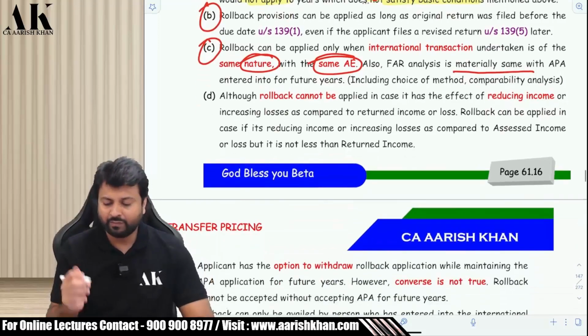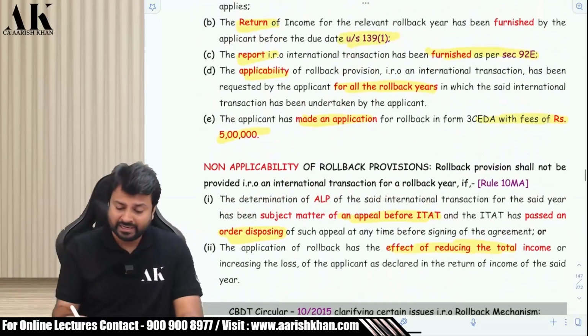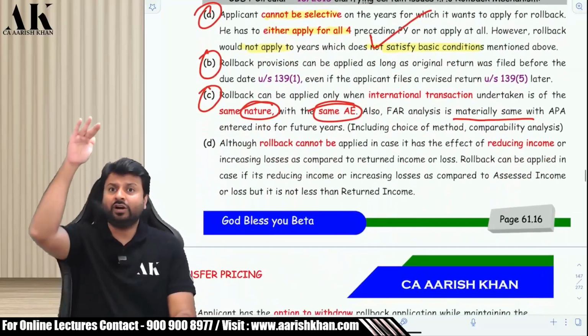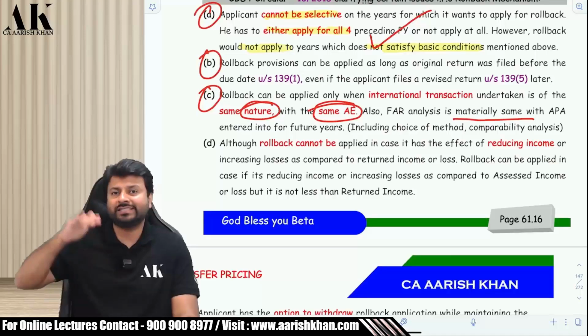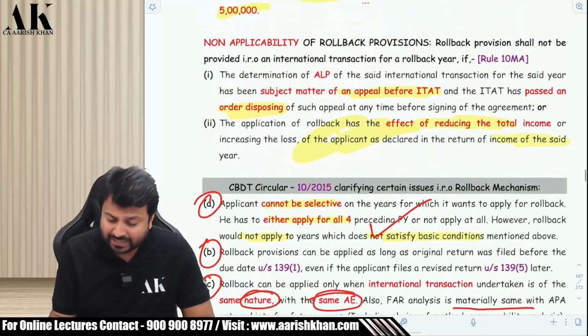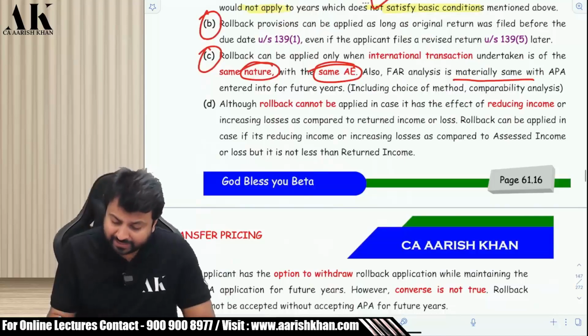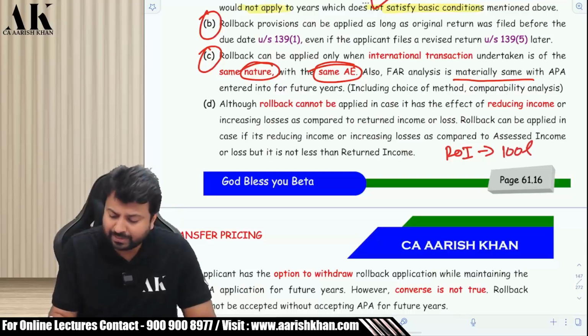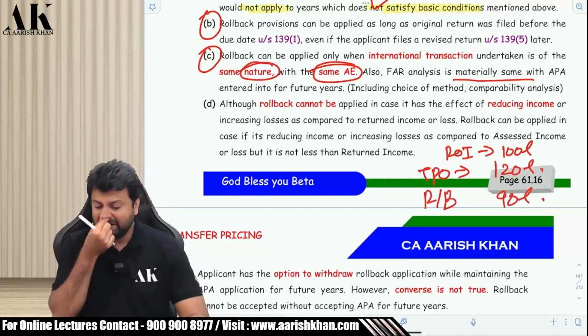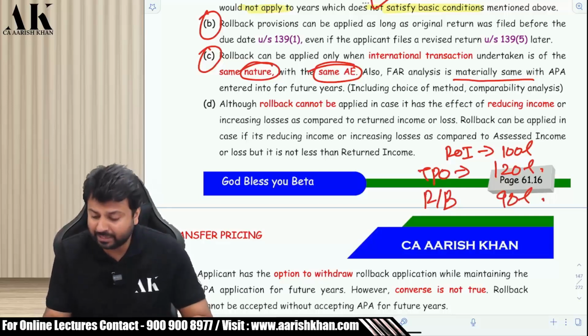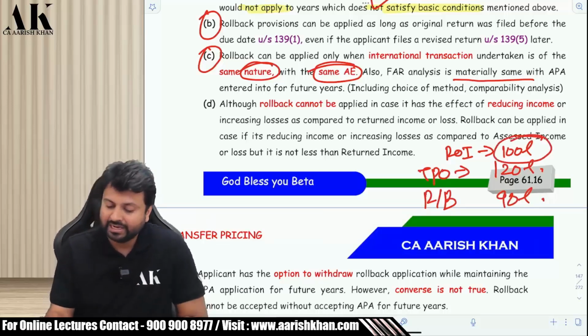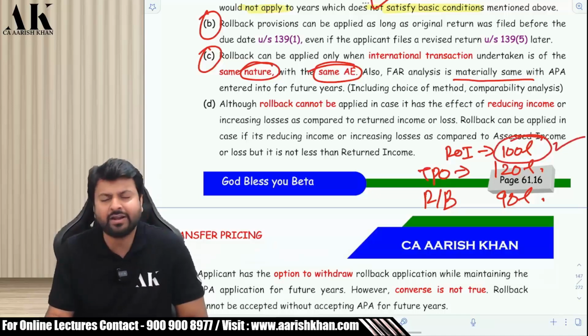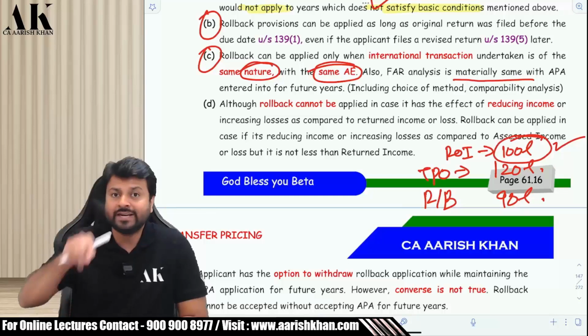Okay. Next. One of the conditions which is given on the previous page is that rollback is not applicable if your total income reduces or if your losses increase as compared to the income in the return of income. So for example, listen carefully, I am explaining with the help of an example. If your return of income is showing an income of 100 rupees, and if your TPO has increased the income to 120 rupees, and because of rollback the income reduces to 90, now the rollback provision cannot be made applicable because rollback cannot reduce your income below 100. Now, if you say to the department, I am ready to accept 100 rupees as my income, then rollback will be applicable. Your income should not go below 100.